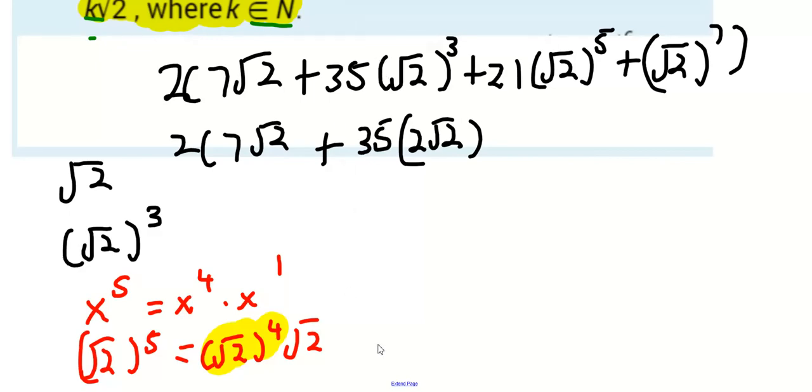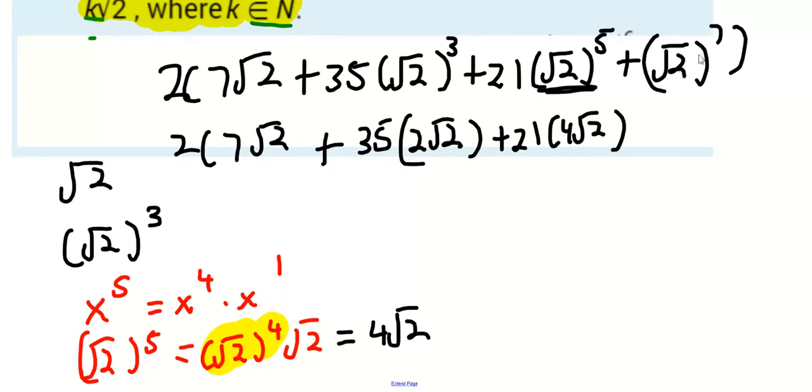I turned the yellow part into 4 because that's what the calculator told me it was. And that's 4 root 2. So do you see this part here I'm underlining? That's going to get changed into 21 by 4 root 2. Okay? I'm going to have to do the same thing for root 2 to the power of 7.